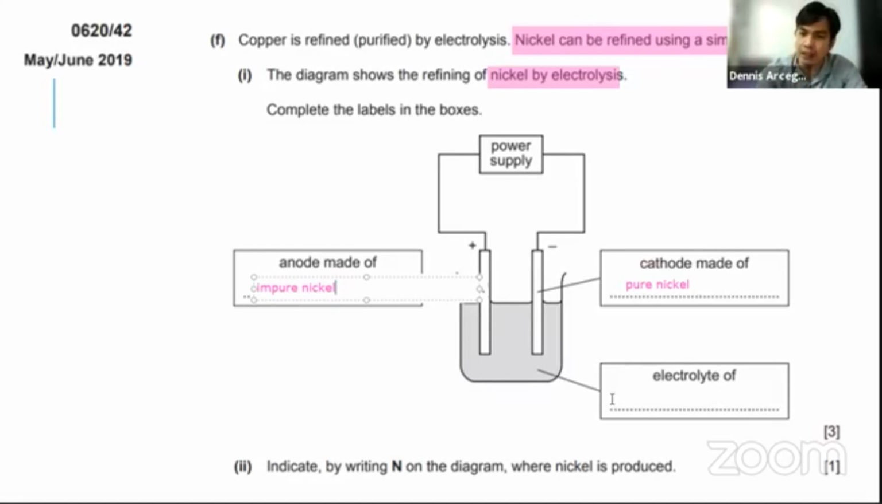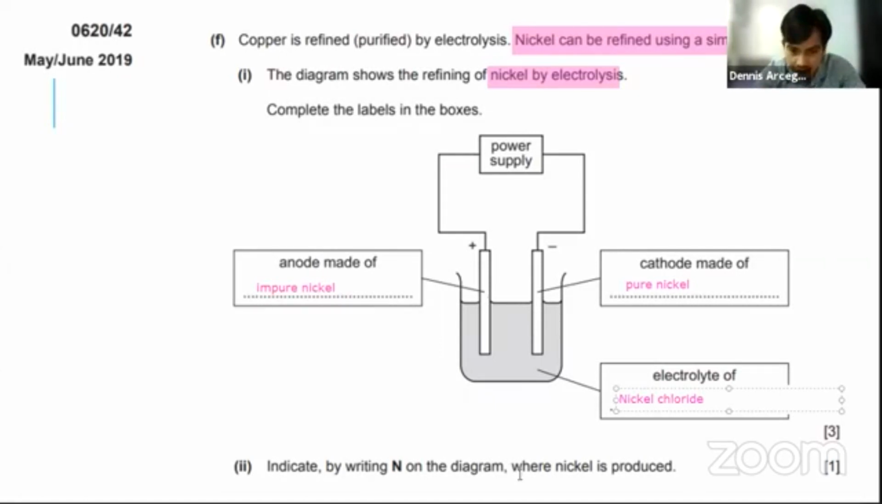Then next will be electrolyte. The electrolyte is an aqueous solution of whatever nickel salt. You can write nickel sulfate, nickel chloride, whatever, as long as it is a salt of nickel. So aqueous nickel chloride, you can write like that. No need to include aqueous, you can just simply put nickel chloride.